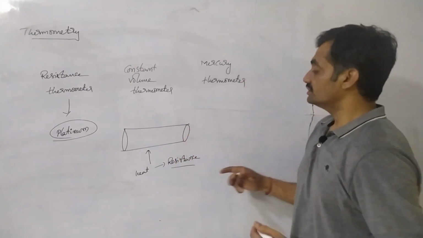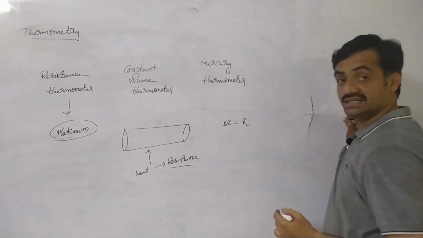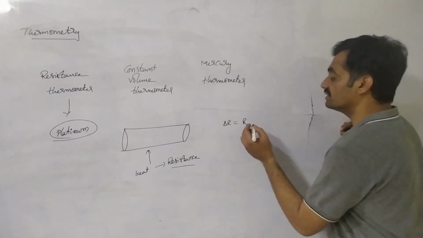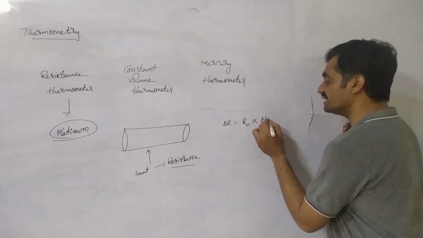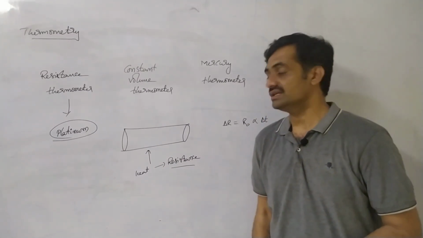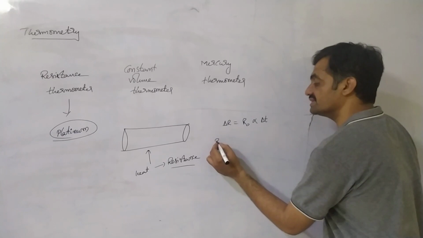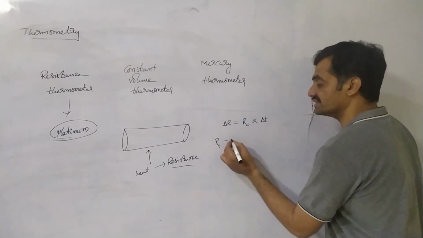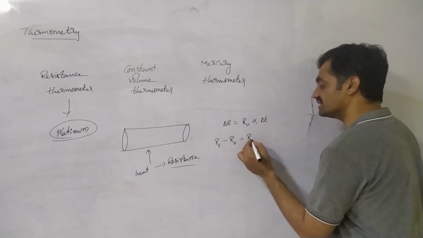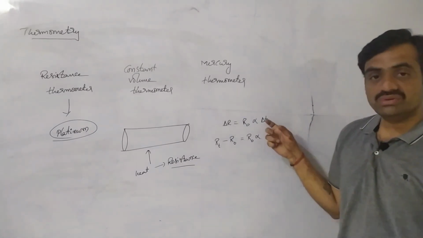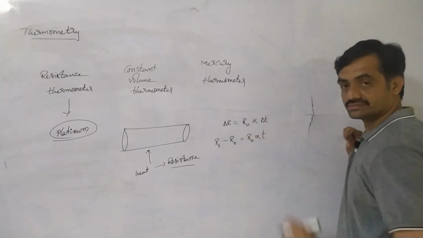Resistance increases. So the increase in the resistance with respect to initial resistance is represented as delta R, increase in the resistance, equals R naught, the initial resistance, into alpha into the change in the temperature, delta T. Whereas delta R is nothing but the change in resistance, meaning resistance at a given temperature minus resistance at 0 degrees Celsius, which is equal to initial resistance R naught into alpha. The change in the temperature is the given temperature T minus 0, nothing but T.